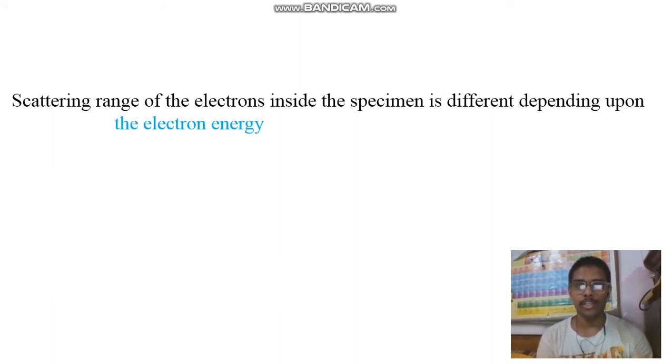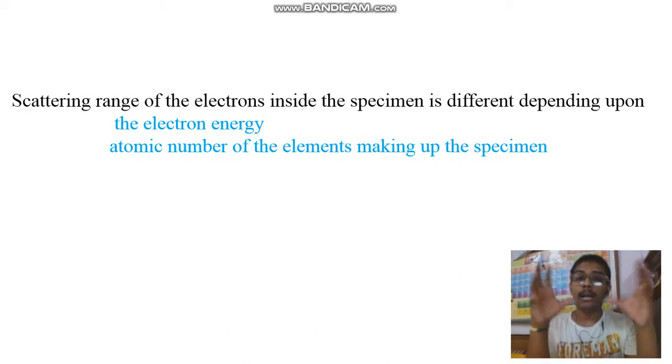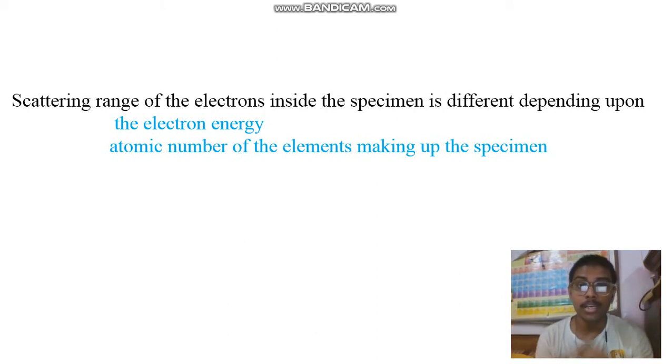One is the electron energy. How much electron energy that particular point of that specimen is getting decides how much electrons are coming back. What is the type of that electron? What is the character? Next is the atomic number of the elements making up the specimen. Atoms which are helping to build up the specimen decide what will be the character of the returning electron, and that actually differs. And that's why different spots are forming in the image. One is darker, one is less dark, one is brighter, one is less bright.